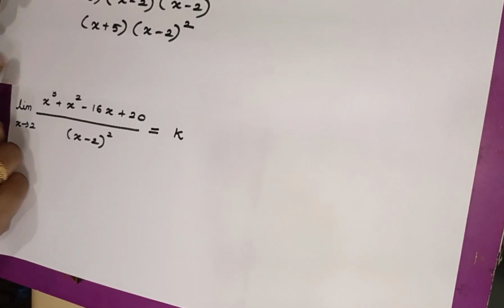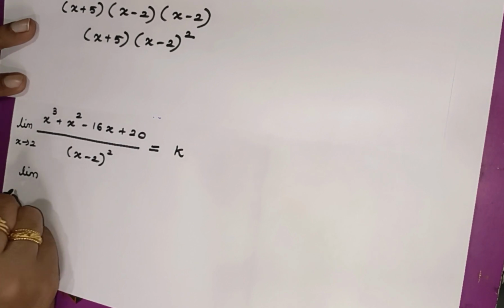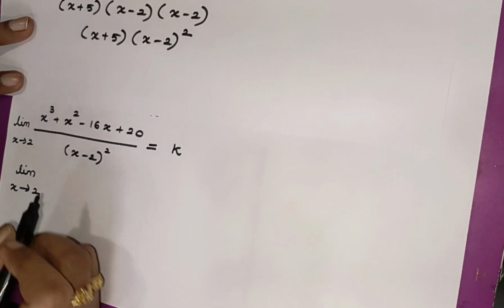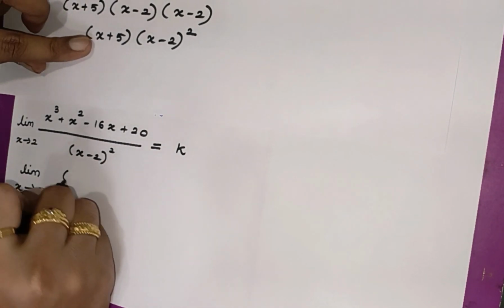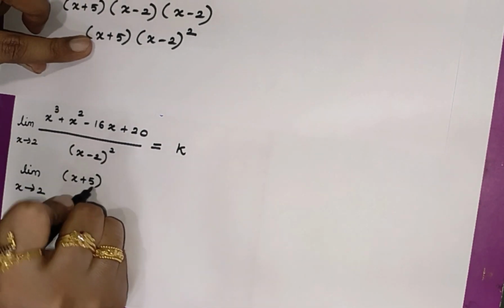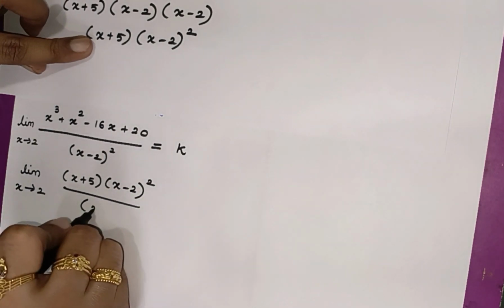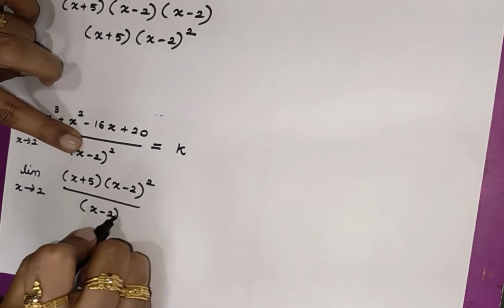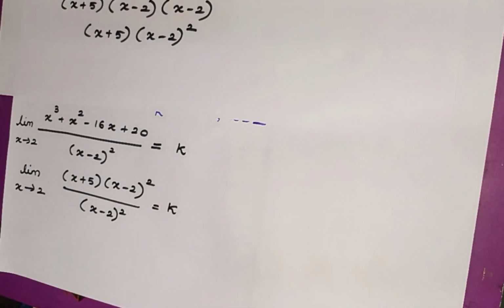Here I'm going to substitute. So limit x tends to 2. For this cubic equation, I'm going to write these factors. x plus 5 into x minus 2 the whole square divided by x minus 2 the whole square, that is equal to k. Can you able to understand now?